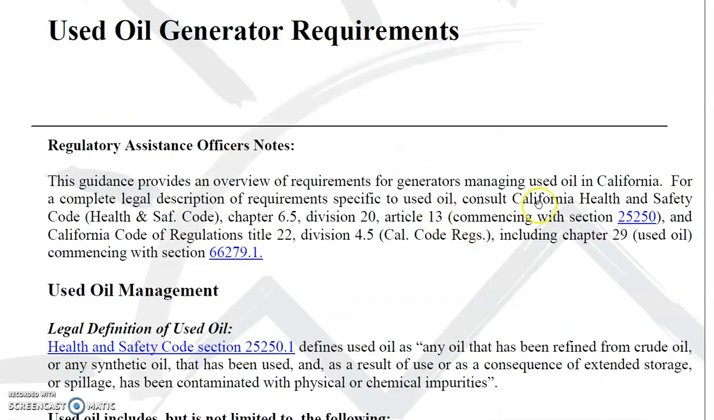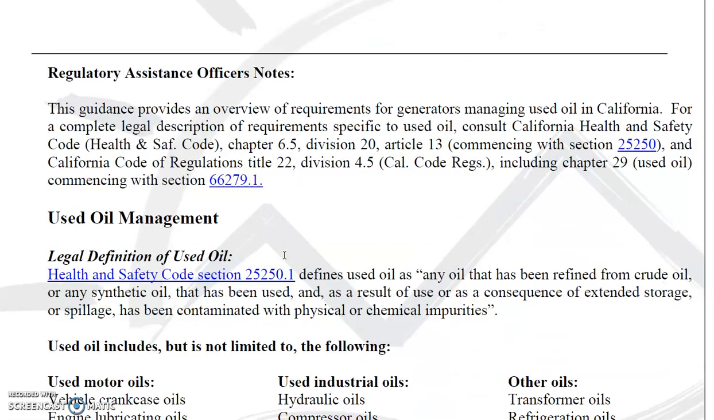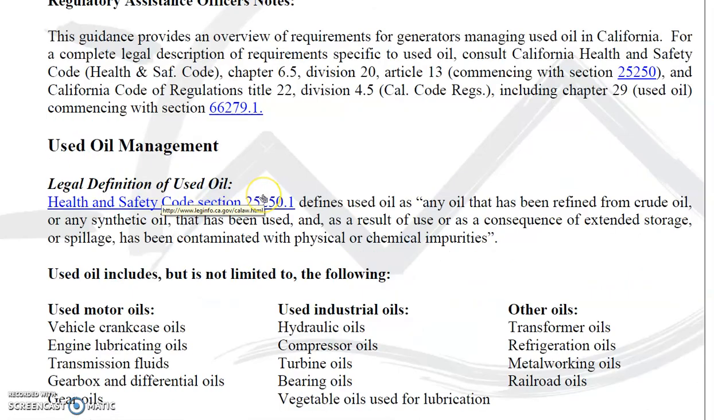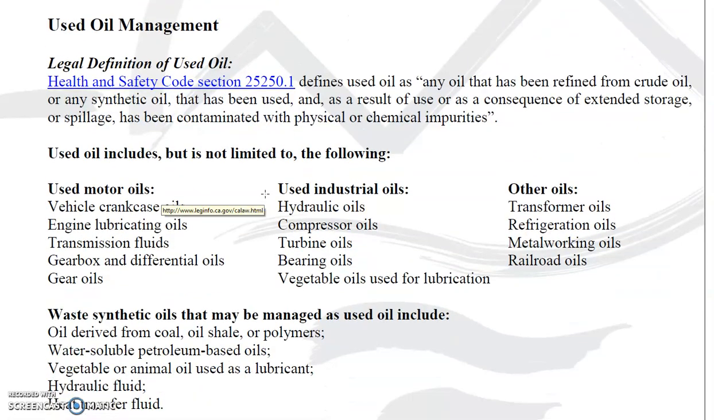You can find the complete regulations as listed here in the California Health and Safety Code, section 25250, or in the California Code of Regulations, Title 22, section 66279.1. You need to check both to get a complete breakdown regarding the used oil regulations. So first, let's talk about the formal definition. What is considered used oil?